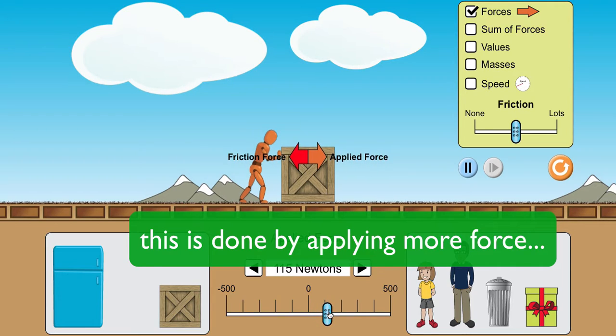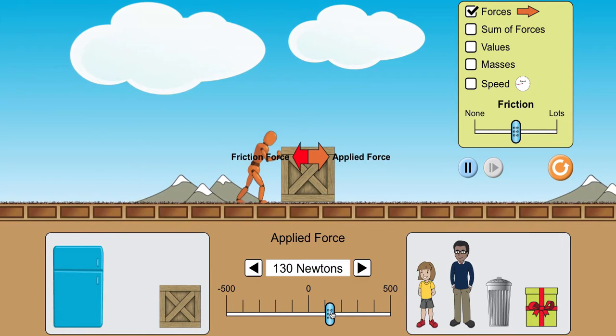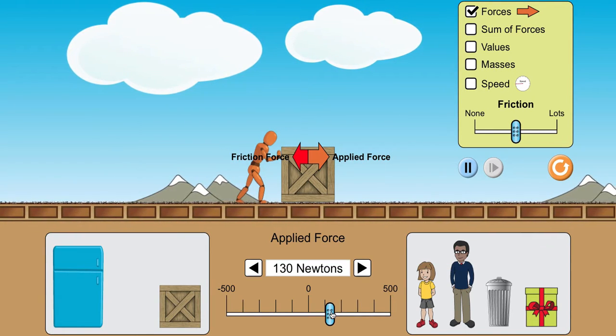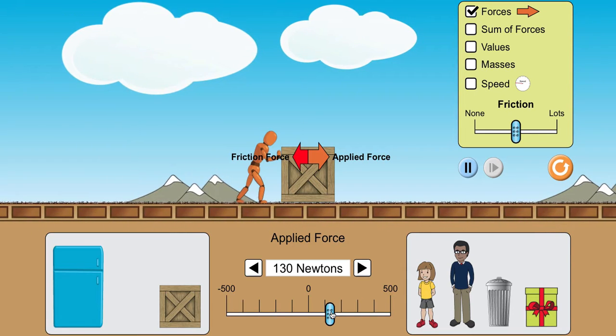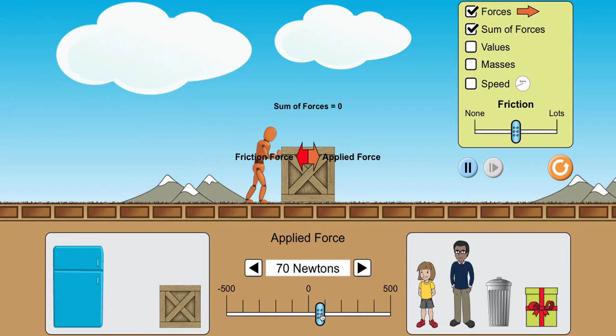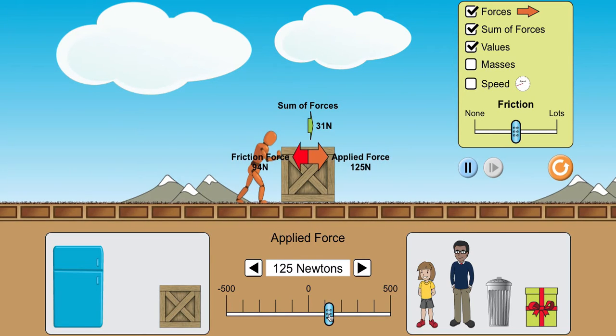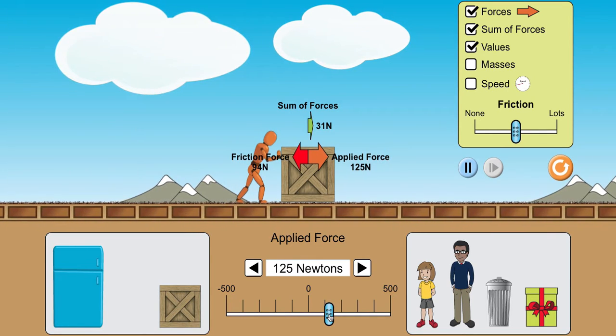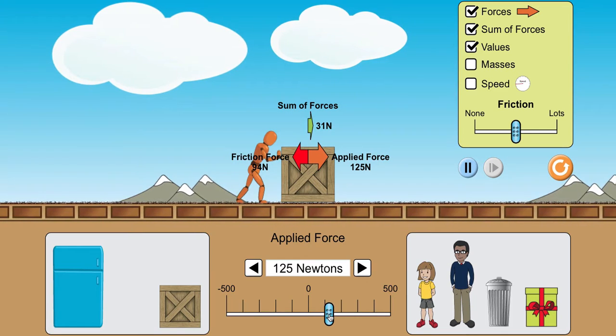So I'm going to keep increasing my applied force. Now you'll notice that I'm getting movement. So 130 newtons was enough to overcome my frictional force. In fact, let's find out how much exactly my frictional force was. Let's get our values here. We are at 94, still no movement. Now you see the sum of forces to the right is 31 newtons.